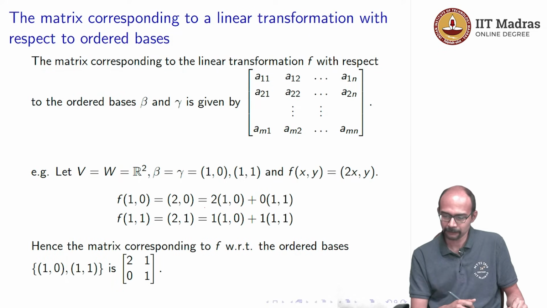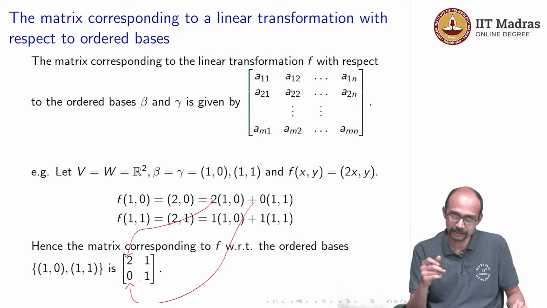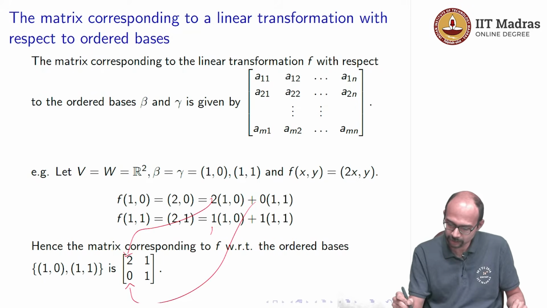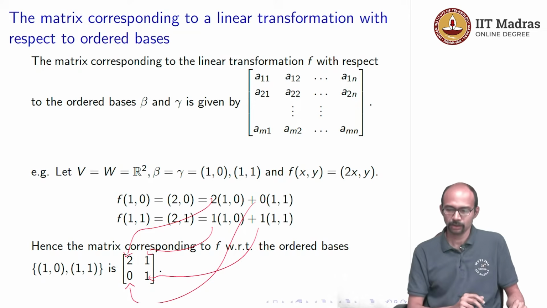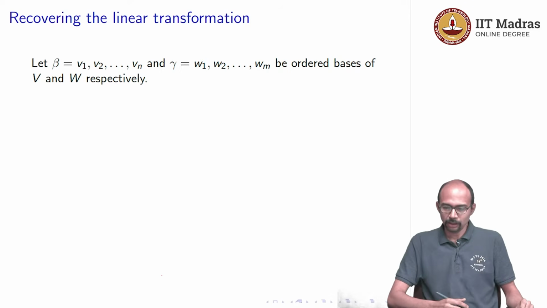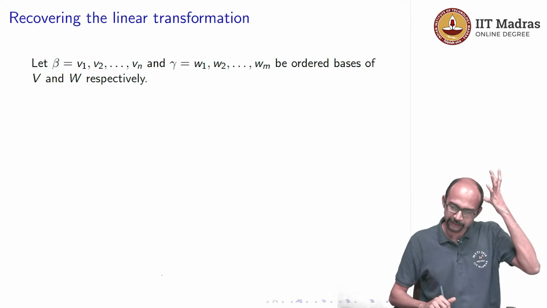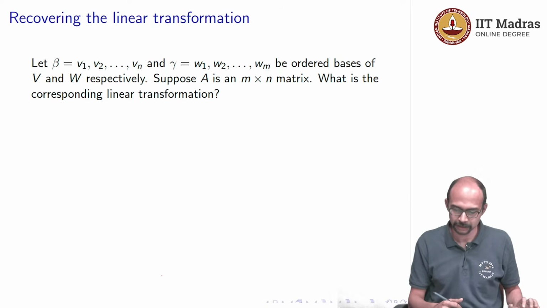Then the corresponding matrix is: the 2 goes here, the 0 goes here, right. So it is in the first column, and then this 1 goes here, and then this 1 goes here. Okay, so that is what this corresponding matrix is. So, can we recover the linear transformation? Indeed we can, and that is what we are going to study now.